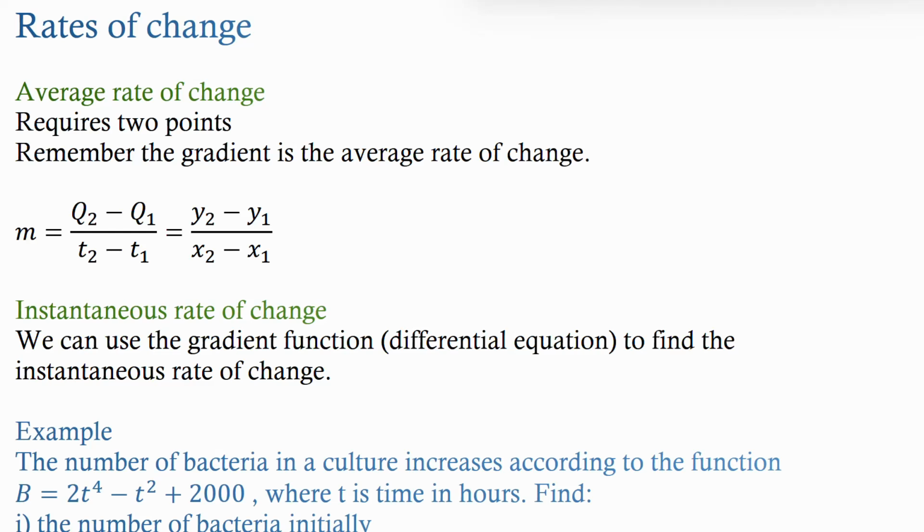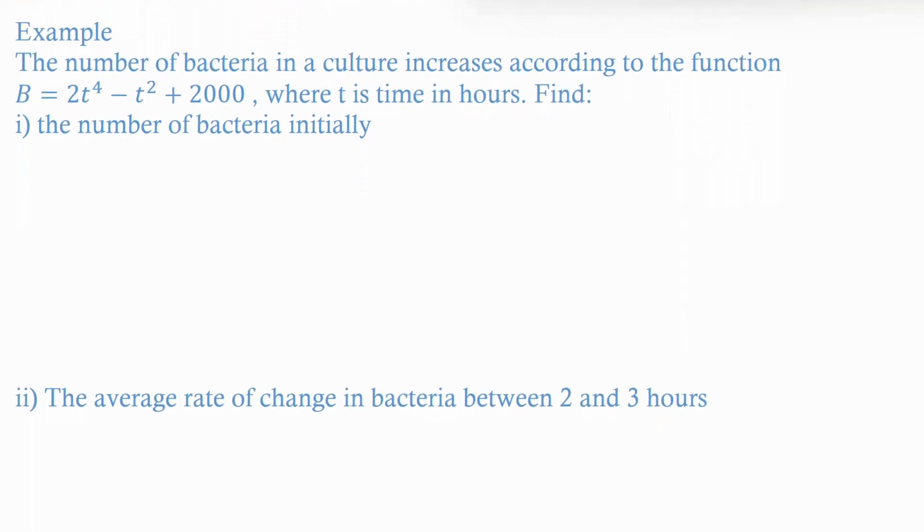Now, if a question mentions instantaneous rate of change, that's where we can use the gradient function. So we differentiate the function, and then we know to find the instantaneous rate of change by just substituting in a time value. So we're going to do an example here.